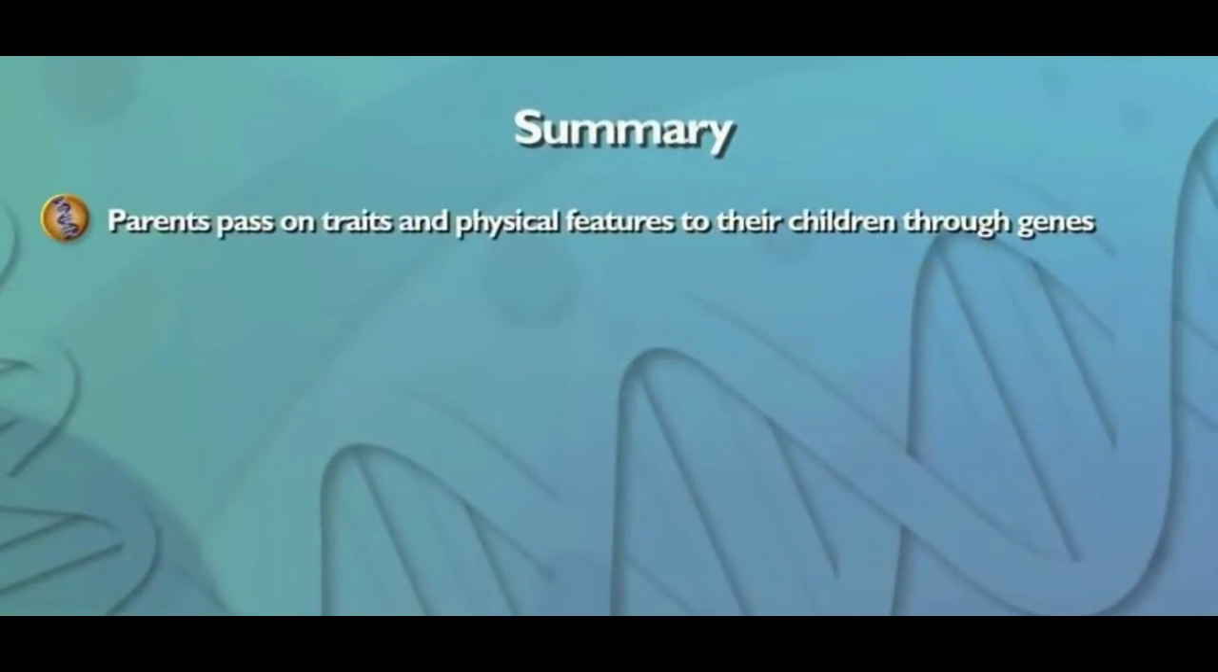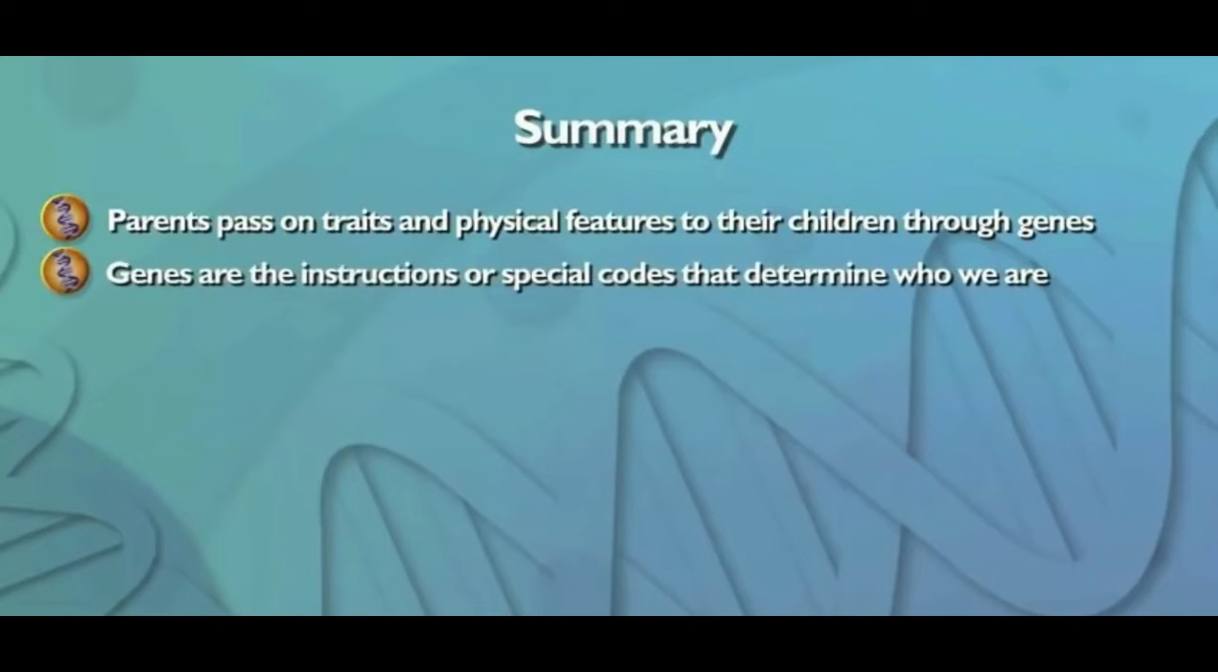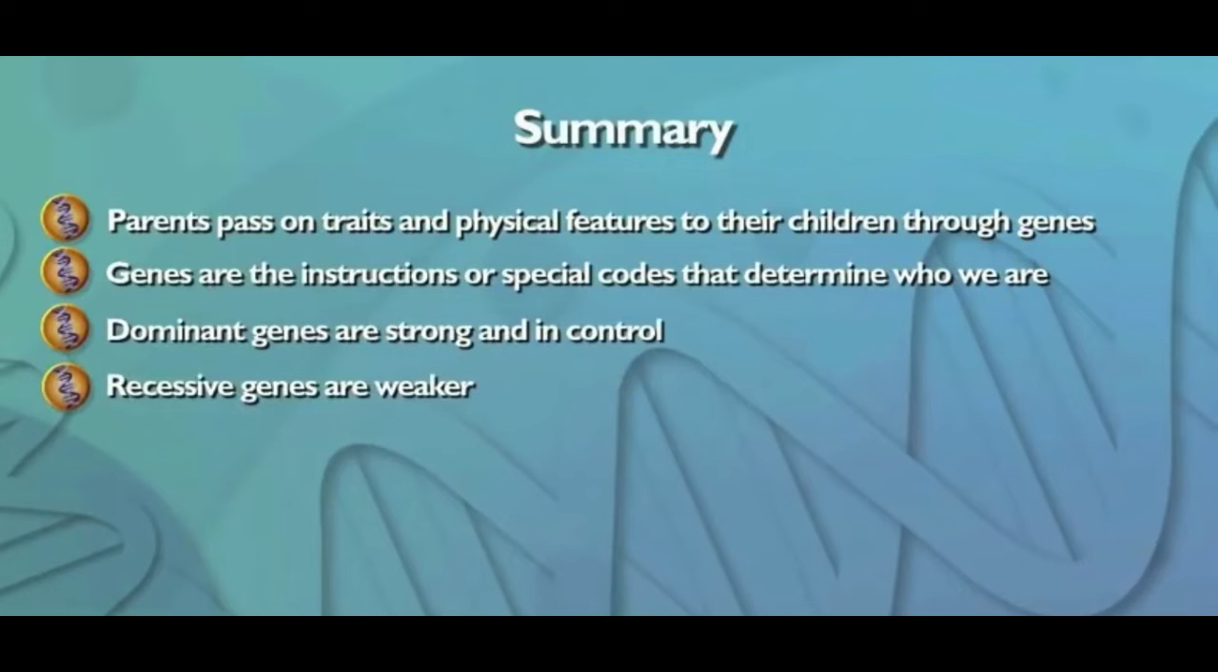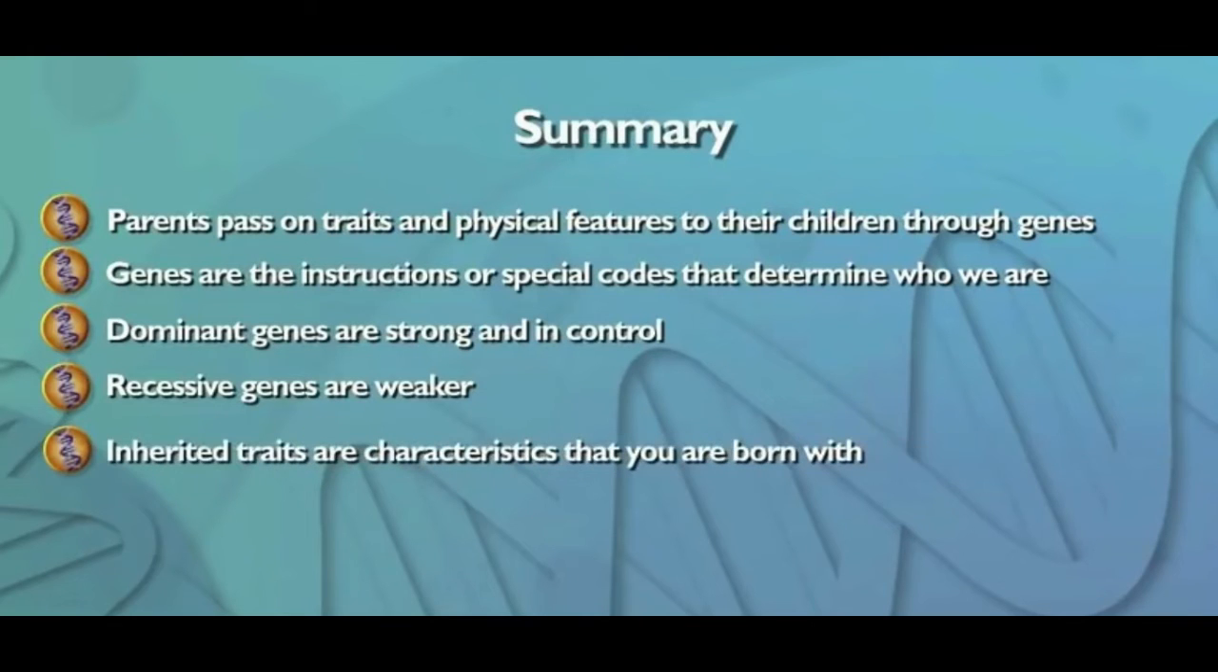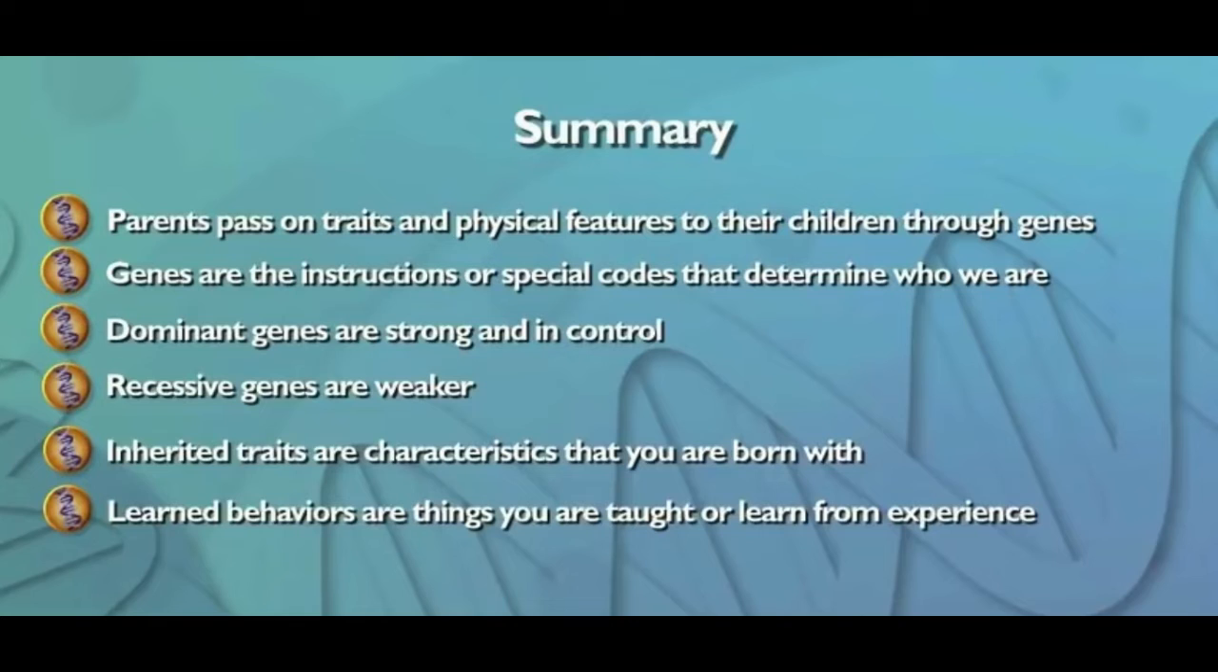I guess I knew that parents pass on traits and physical features to their kids. Now I know that genes make it happen. They're like special codes that determine our hair and eye color, what we look like, and even if we're athletic. It's interesting how dominant genes control traits and recessive genes hide behind the scenes. Unless they're in pairs, of course. But most of all, I like knowing that the inherited traits we're born with connect us with our parents. And our learned behaviors, the things we're taught, mean that we can keep growing forever.